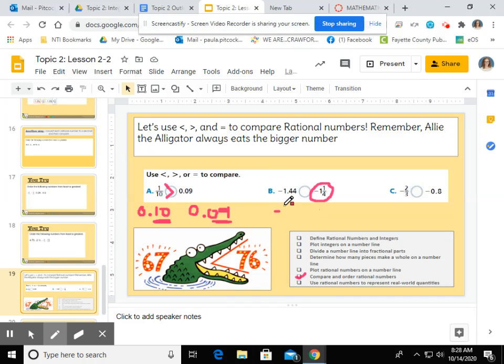So I have negative 1.44 being compared to negative 1.25. Now, if these were both positive, I know this one would be bigger. But since they're both negative, it's the opposite. This one's actually bigger. The reason is because it's closer to 0. It's not as far to the left.